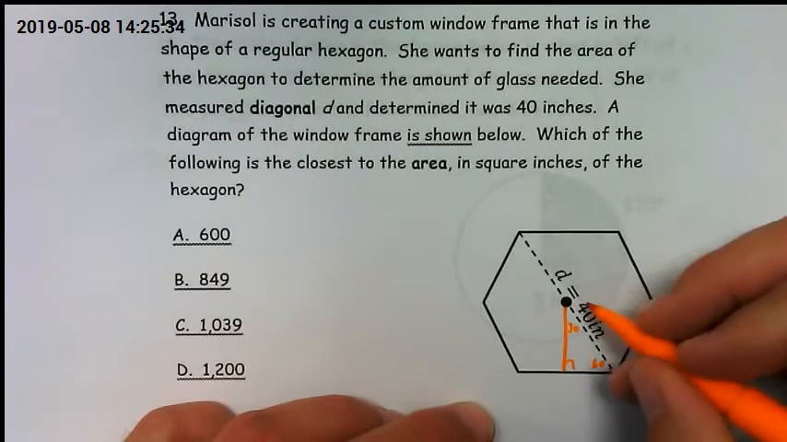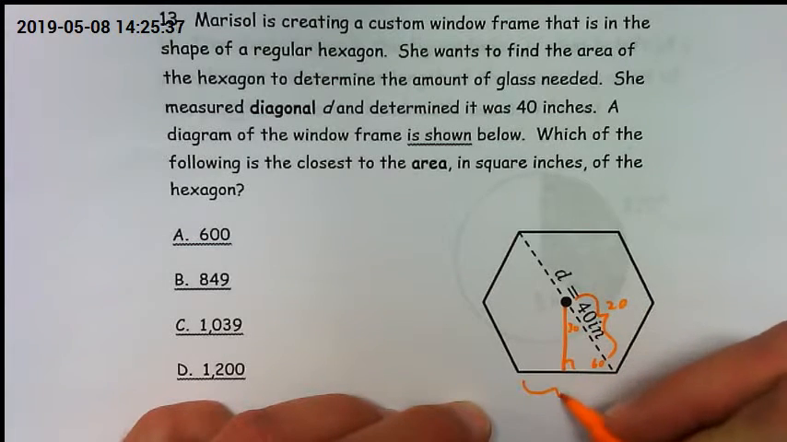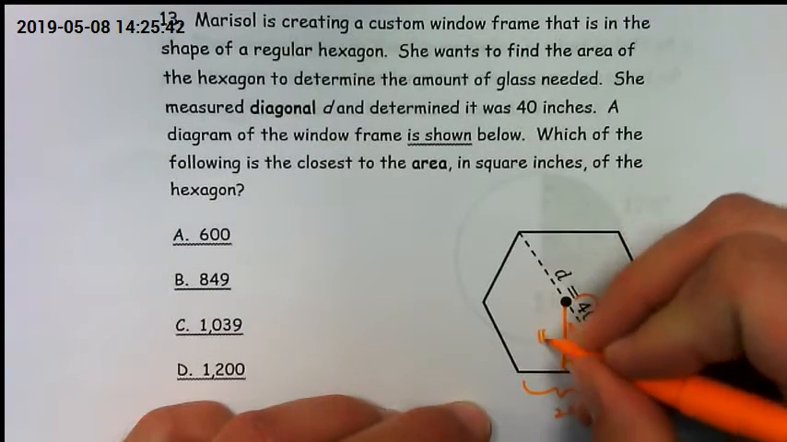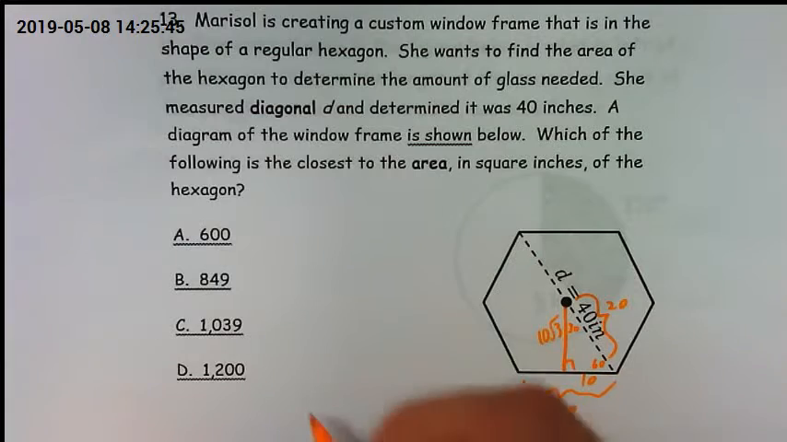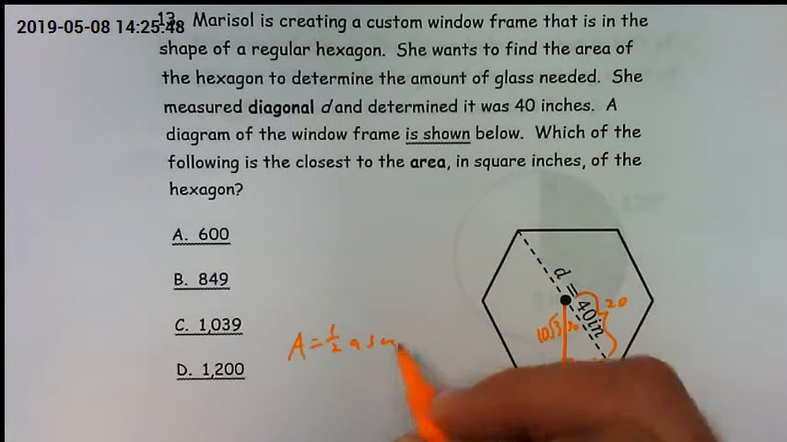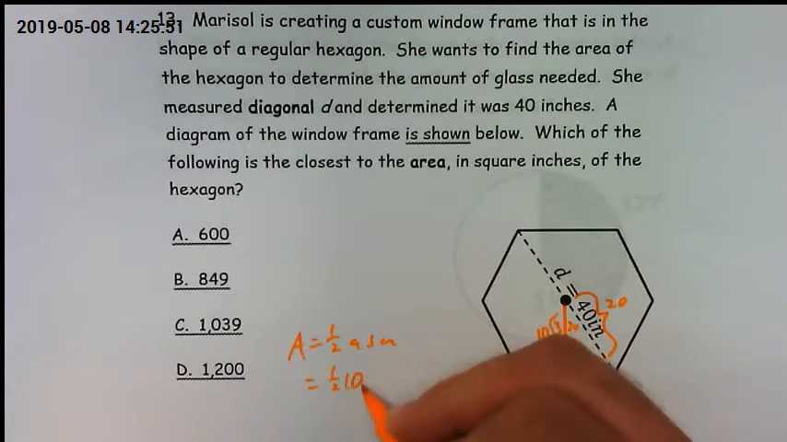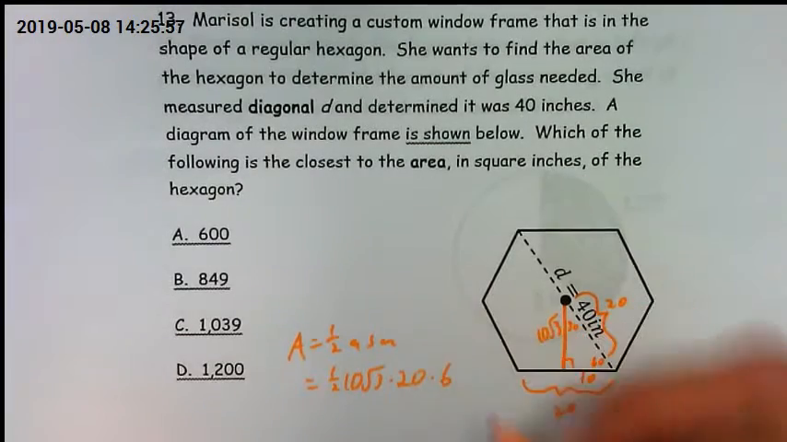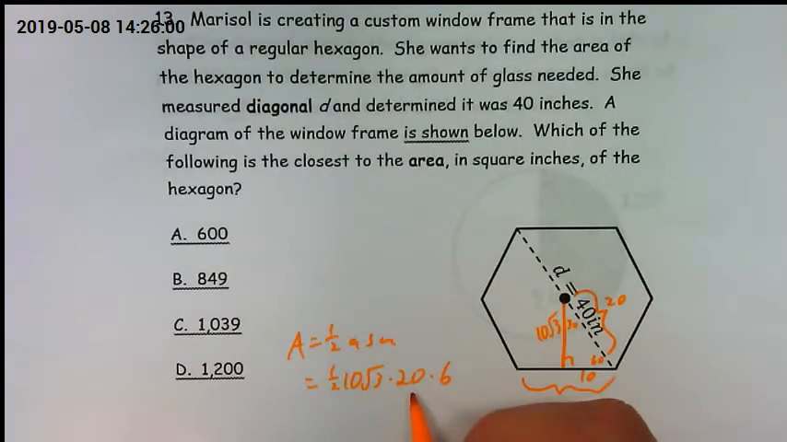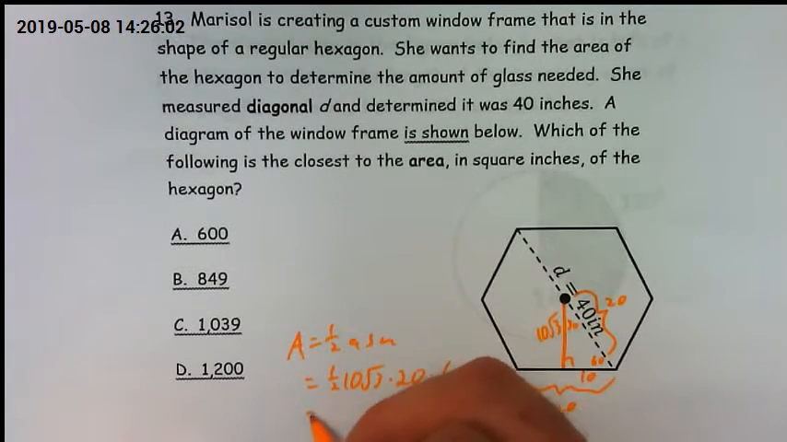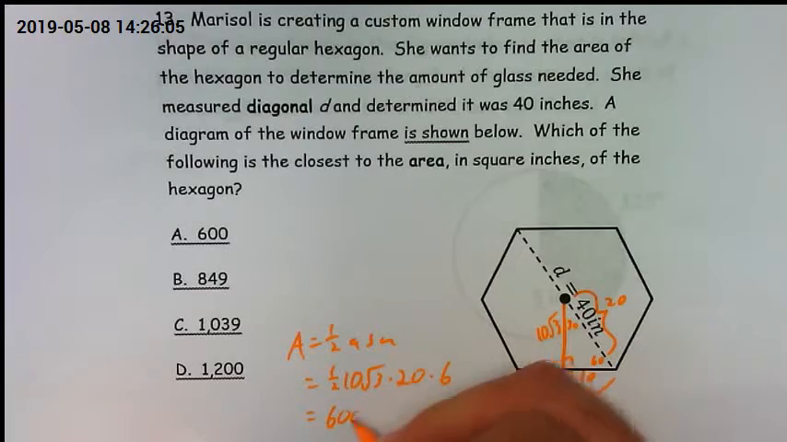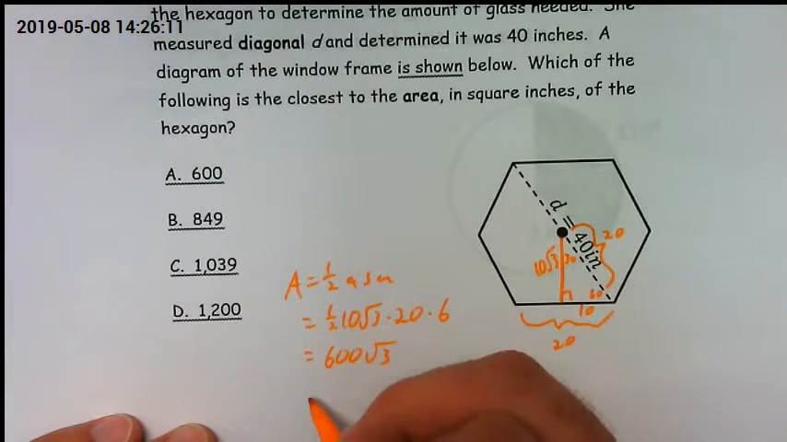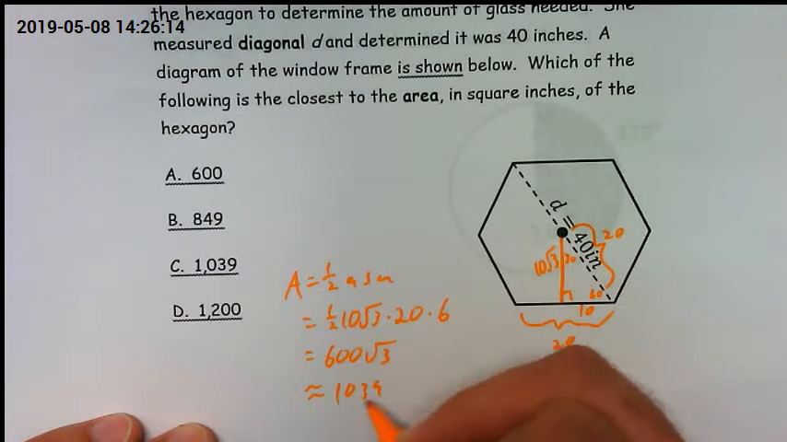Down here, if this is 40, this is 20, which means the whole side here is also 20, and this piece is 10. So if that's 10, this is 10 radical 3. So we have 1/2 times the apothem, 10 radical 3, times the length of a side, 20, times the number of sides, 6. 1/2 of 20 is 10. 10 times 10 is 100. 100 times 6 is 600. So 600 times radical 3, which is then 1,039.